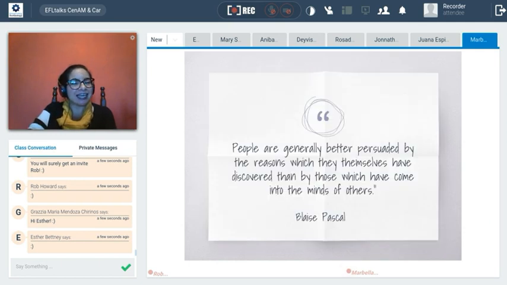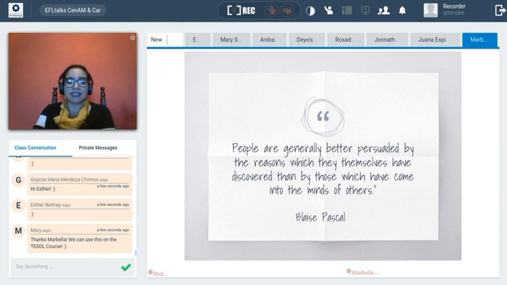So to end today, before we go to that last question, I'd like us to think about a quote. So this is from Blaise Pascal, and we could say, people are generally better persuaded by the reasons which they themselves have come up to discover than those which have come from the minds of others. And what we would want is for students to engage and to discover on their own. So this is the approach. And this is why we're thinking about texts and getting students involved in the process.